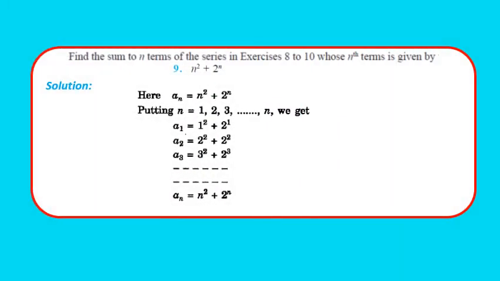So moving to question 9, we have an equals n square plus 2 power n. So putting n equals 1, 2, 3 up to n, we get a1 equals 1 square plus 2 power 1, a2 equals 2 square plus 2 square, a3 equals 3 square plus 2 cube, and so on, an equals n square plus 2 power n.